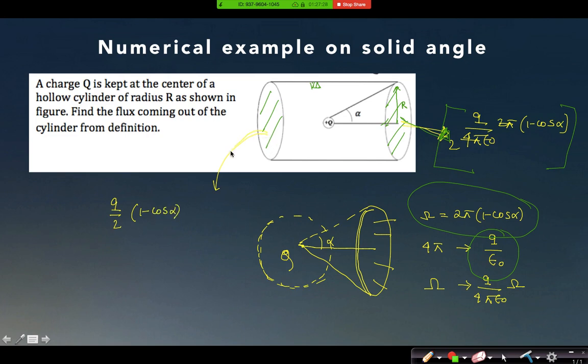Similar is the flux through this flat surface. So the total flux through these two flat surfaces is this part. Now I will assume the flux through the curved surface is phi curved. Can you tell me what is the total flux through this entire closed surface?